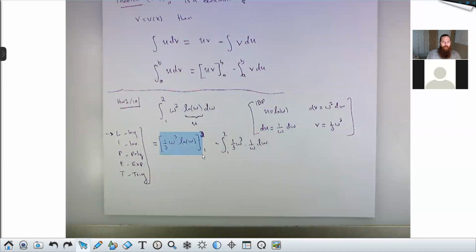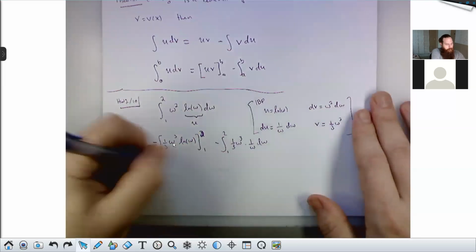Okay, if I plug in 1 to this, I'll have 1/3 times 1 cubed times the natural log of 1. The natural log of 1 is 0. So I don't get anything here when I plug in my lower bound, but when I plug in my upper bound, I'll have 1/3 times 2 cubed, which is 8, times the natural log of 2. So that's 8/3 times the natural log of 2.